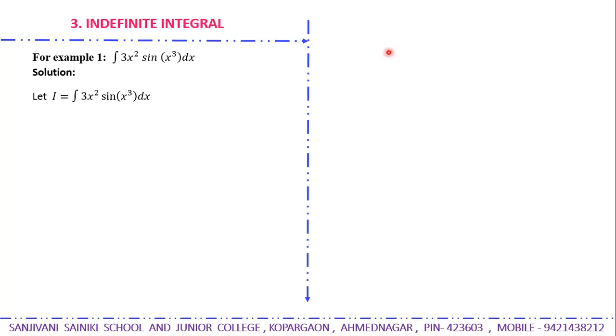For example, now look at this example: integral of 3x square sine of x cube dx. This is the integral. Now how to substitute, that is the important thing. How to use the substitution method to evaluate this integral. The function which we have to integrate is called the integrand. So here 3x square sine of x cube is your integrand.